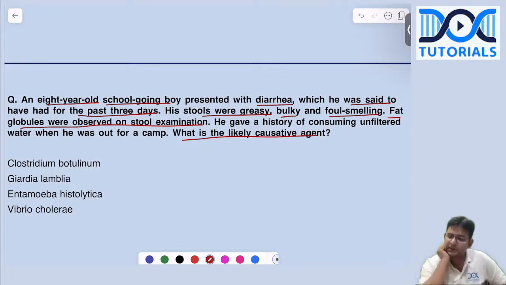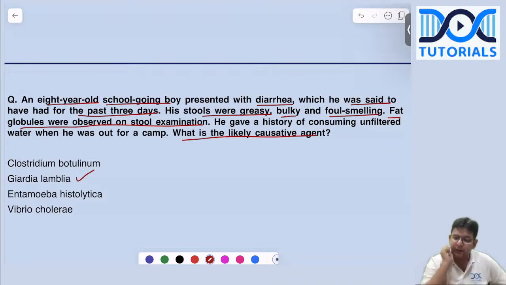What is the answer, guys? Tell me. Tell. What is the answer? B. You are telling B, and B is correct.